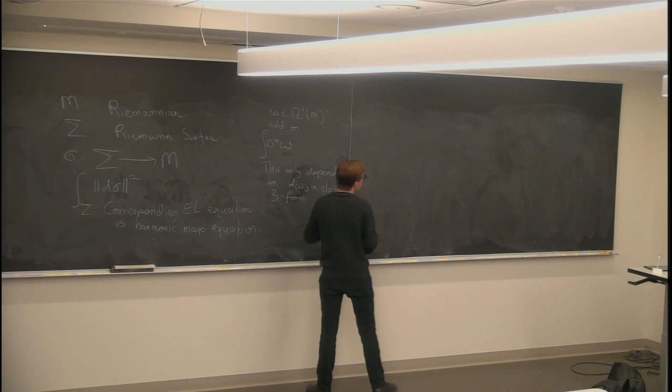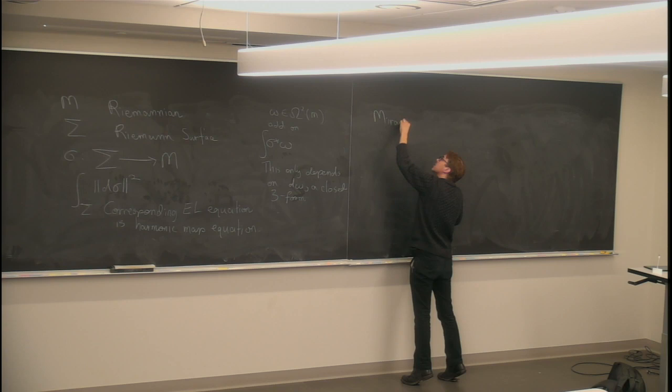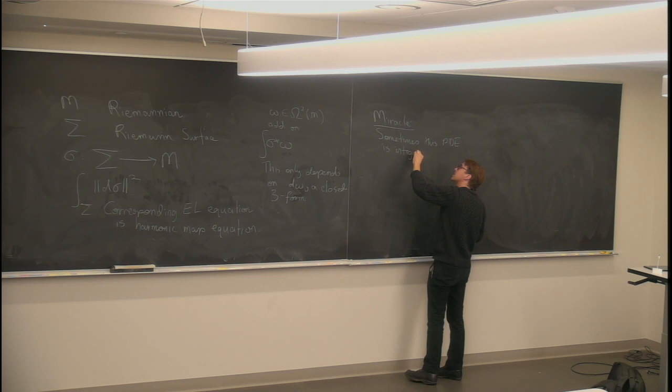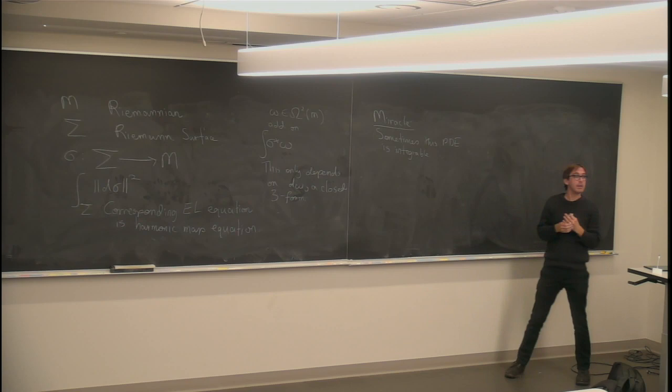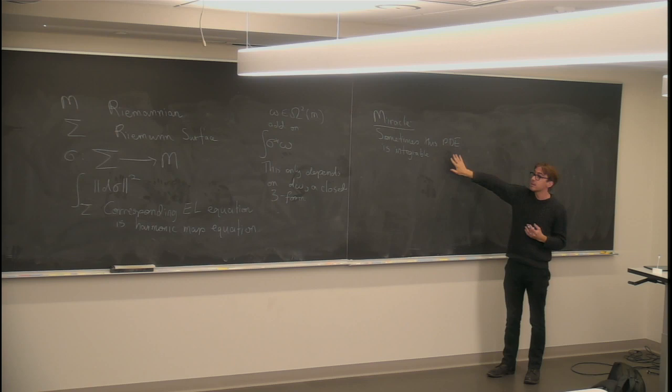So, many years ago, I don't know who the first person was to notice this, it was found that there's a kind of miracle. Sometimes this PDE is integrable. Of course this PDE is one of the basic PDEs of mathematical physics, related to the study of integrable surfaces and variational problems in geometry. So it's remarkable that there are particular manifolds M for which you can solve exactly the solutions of this equation. So, what does that mean?